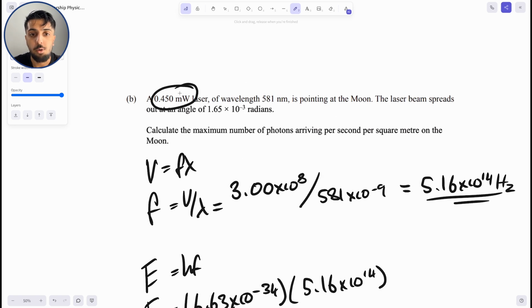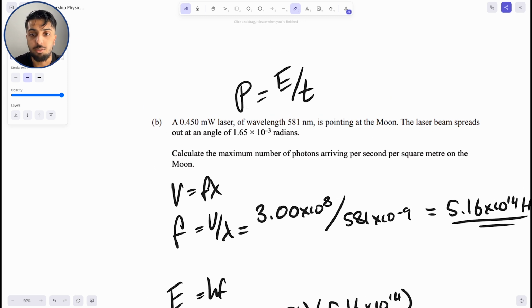We are given the power of the laser, and we know our power is equal to energy over time. And because we are looking for per second, our time is equal to 1.